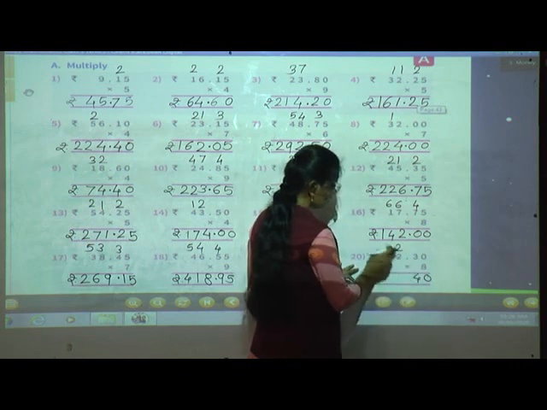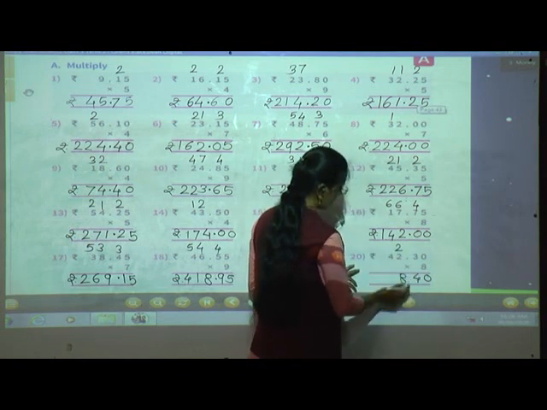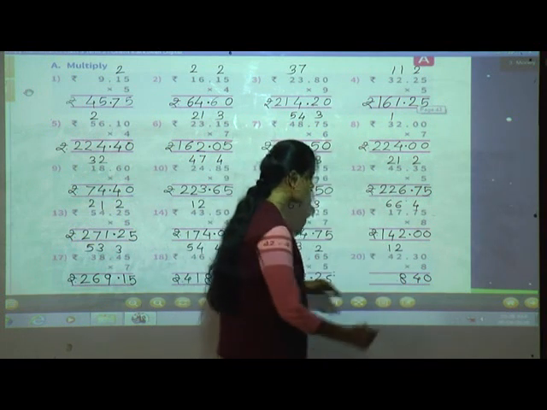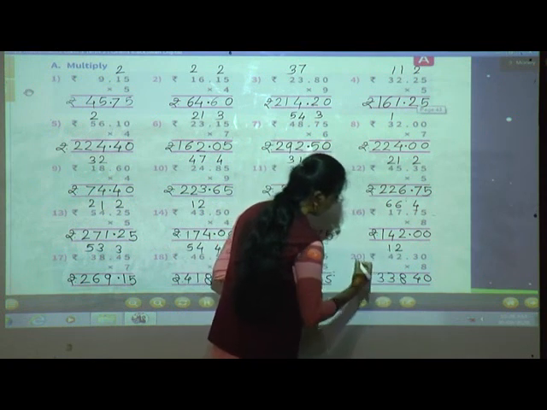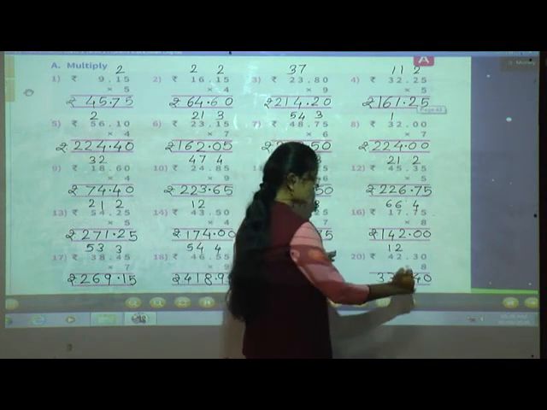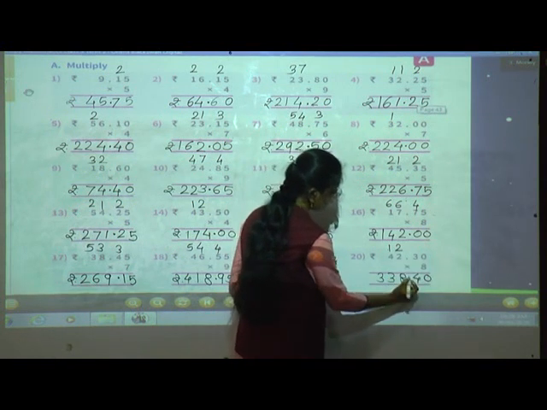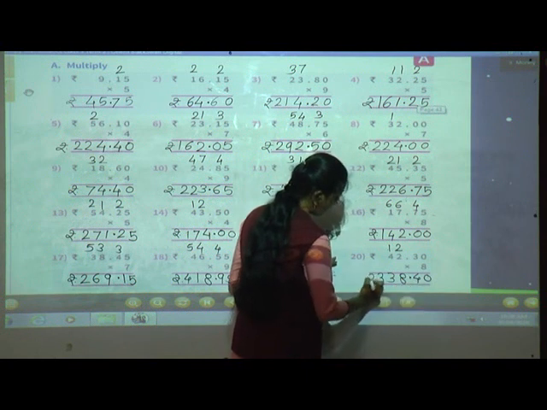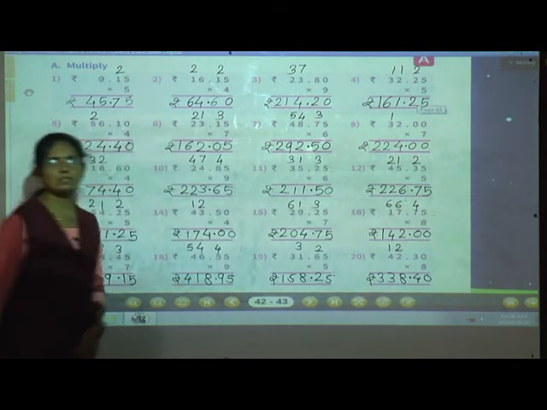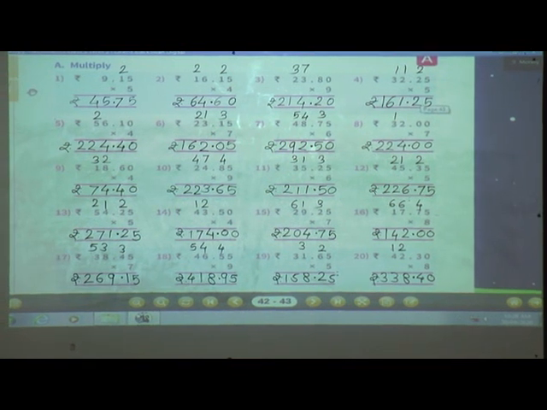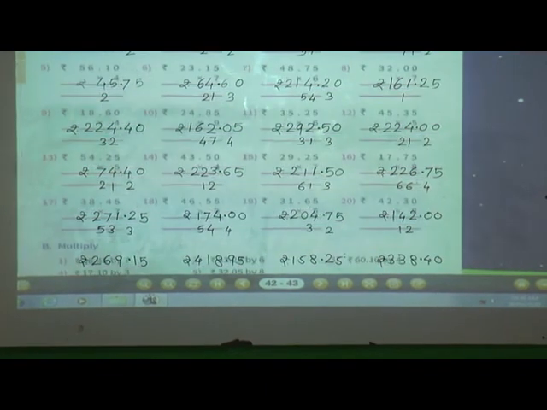Then 8 2s are 16 plus 2, 18. So write here 8 and 1 carry. Then 8 4s are 32 plus 1, 33. Now you have to give a dot from the right side before the second digit. So which one is the second digit? 4 is the second digit from the right side. So before 4 we have to give a dot. So read the answer, rupees 338.40. Okay. So in this way we have seen the question number A, 20 sums.